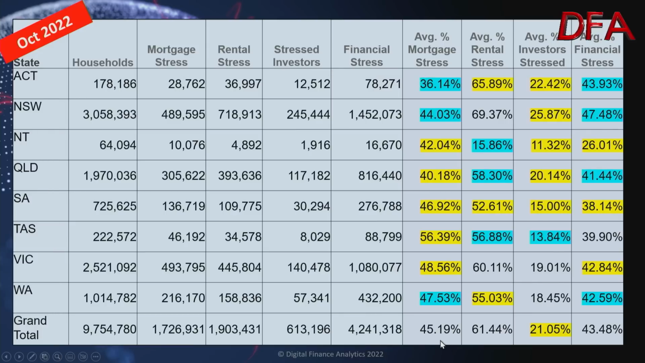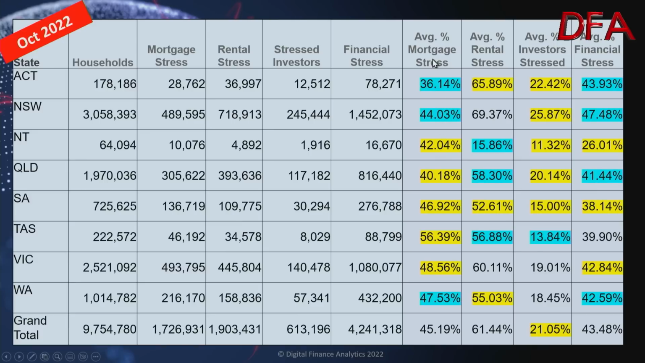Now, here is the data for October, and as normal, I just displayed it by state. You can see here that overall mortgage stress is at 45.19%, rental stress is 61.44%, investor stress is at 21%, and financial stress is at 43%. Now, I've marked them here. If it's bluey, that means that it's an improvement on last month. If it's yellow, it's worse than last month.